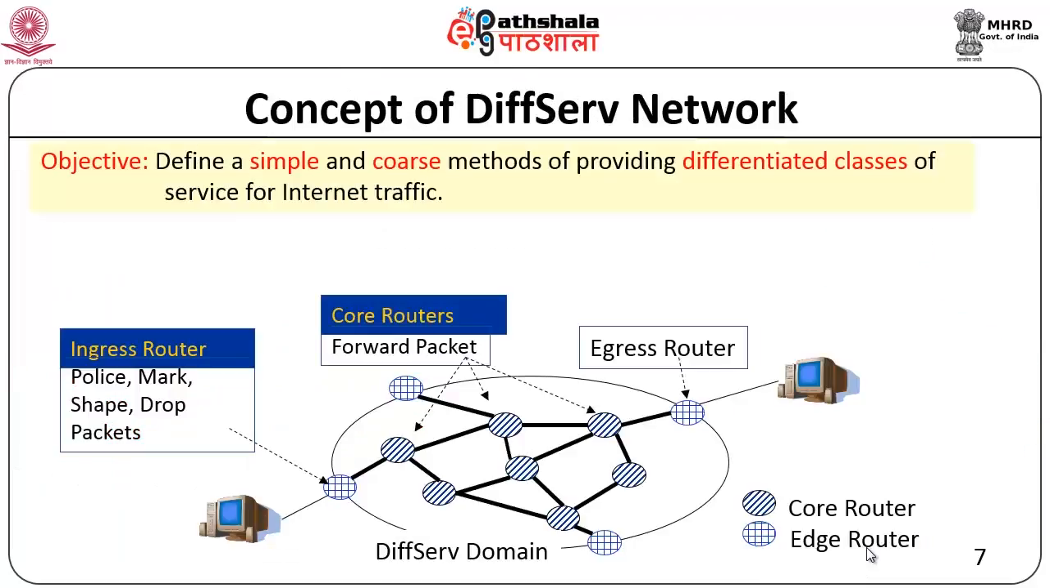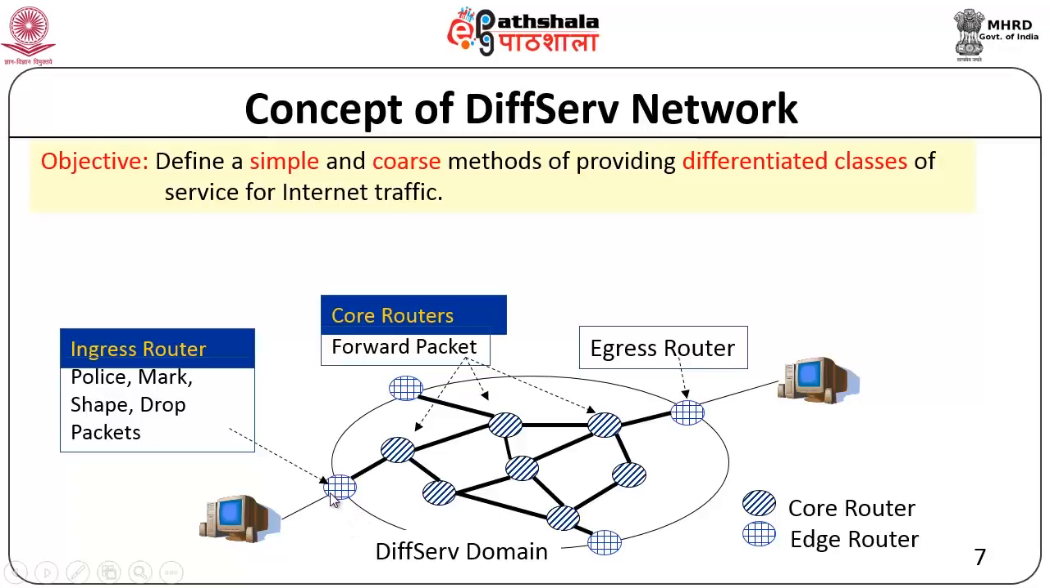So, if you look at the overall concept of a DiffServ network based on what we just talked about, the way it works is like this. You have what is called a DiffServ domain consisting of routers which are DiffServ aware, running the DiffServ protocol. Remember our objective is to have a simple and coarse method of providing differentiated classes of service. So what we do is, at the edge, at what we call the ingress routers, you will do all kinds of things. You will classify packets, police them, mark them, shape them, drop packets, whatever you need.